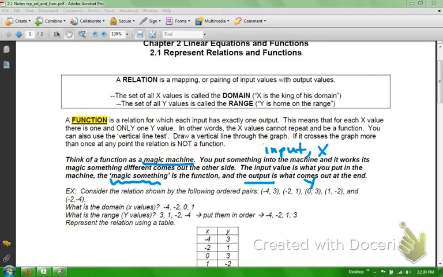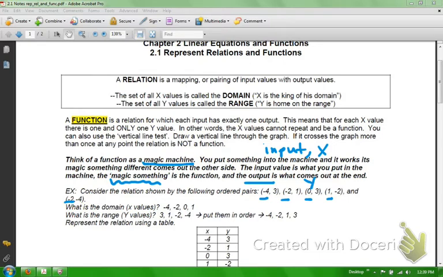So let's start simply and just see if this is a relation or a function by looking at ordered pairs. In this set of ordered pairs, (-4, 3), (-2, 1), (0, 3), (1, -2), and (-2, 4). What are the domain? What's the x values? I'm sorry, x values. These values are my domain.